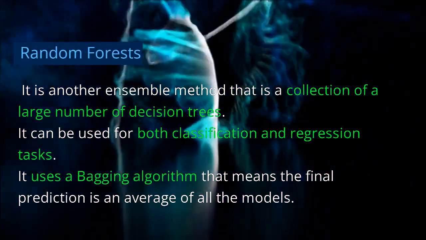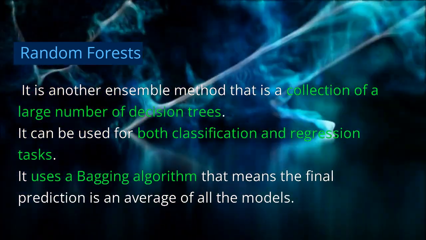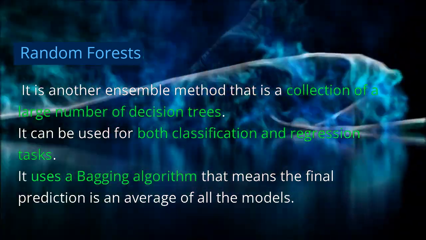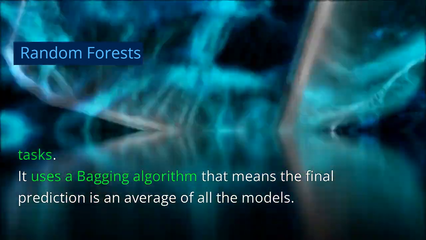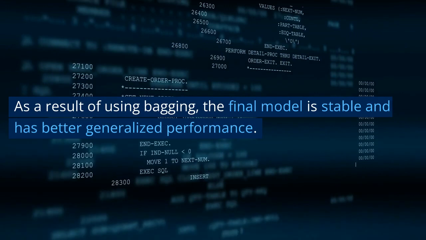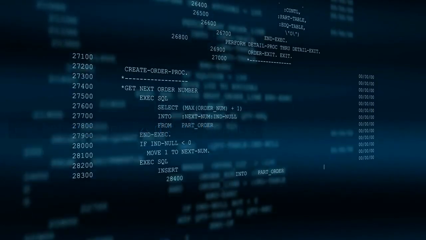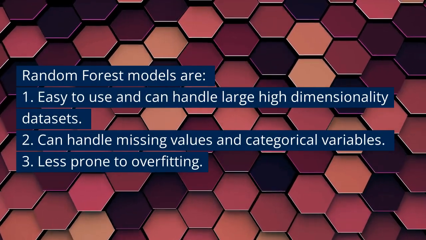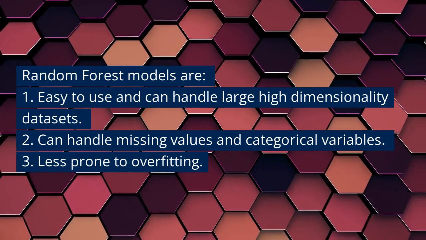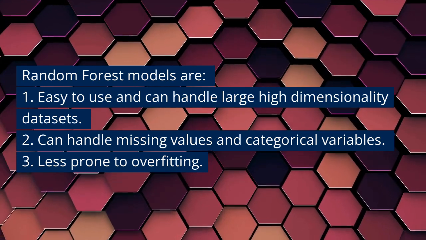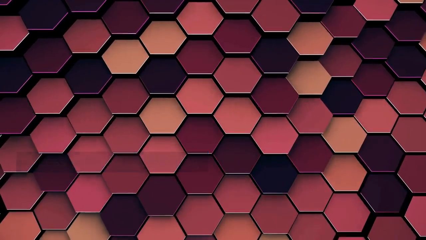Random forest. It is another ensemble method that is a collection of a large number of decision trees. It can be used for both classification and regression tasks. It uses a bagging algorithm, which means the final prediction is an average of all the models. As a result of using bagging, the final model is stable and has better generalized performance. There are several benefits of using a random forest, such as they are easy to use and can handle high dimensionality datasets. They can handle missing values and categorical variables, and they are less prone to overfitting.